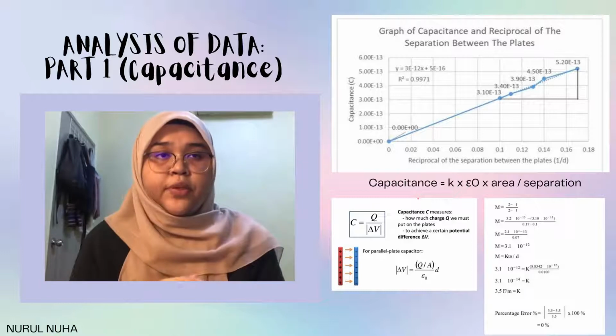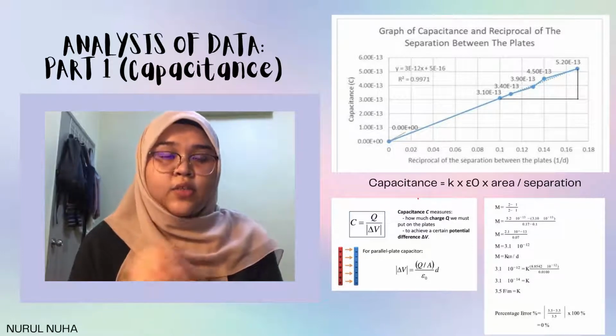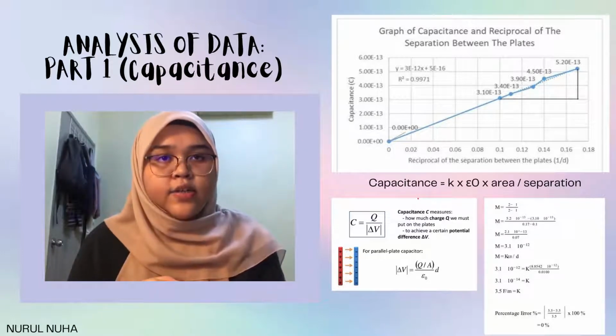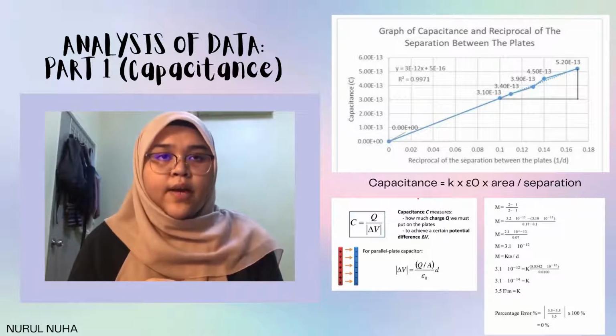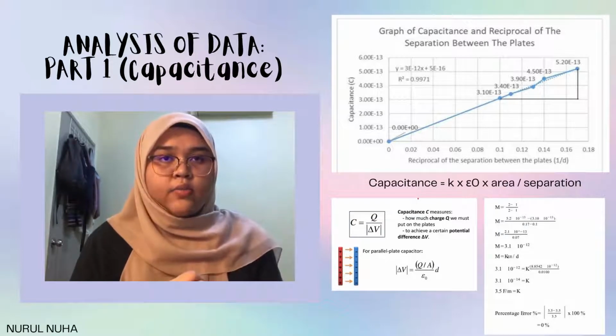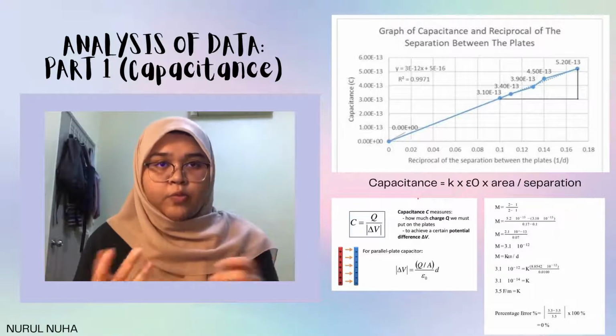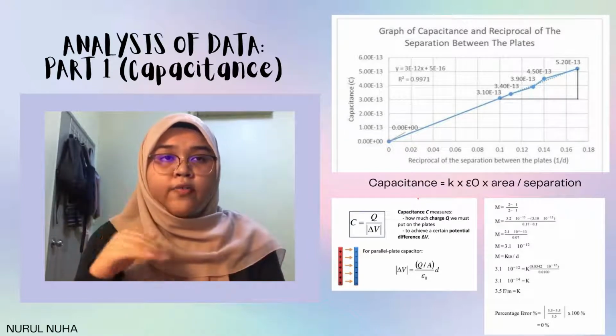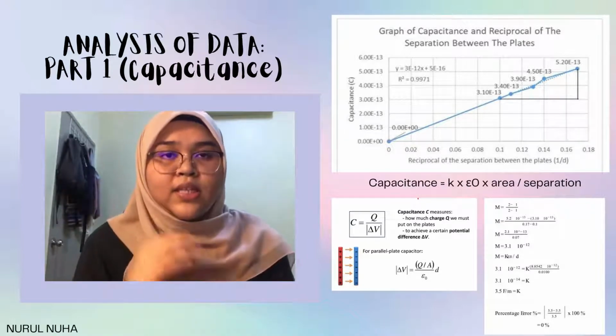For separation between the plates, it shows that when the distance is 0.1 mm, the result was 0.31 times 10 to the power of negative 12 F, and when the distance is changed to 0.1 mm, the result was 0.34 times 10 to the power of negative 12. This proves that when 1 over d increases, the capacitance C will increase.